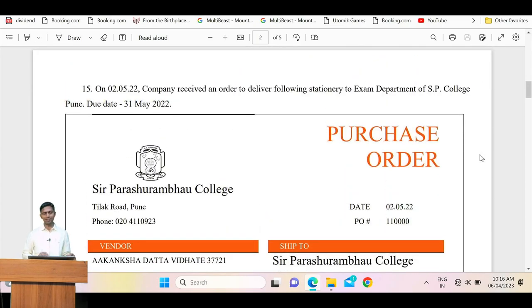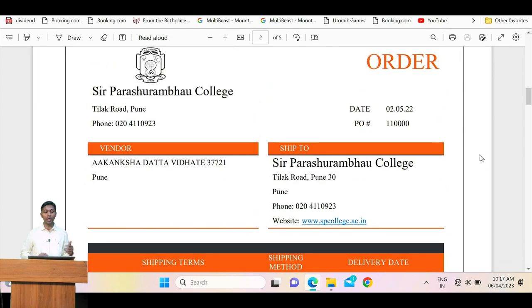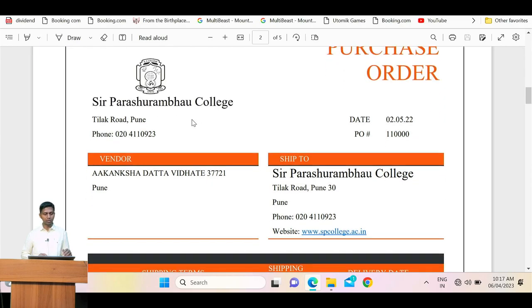Here, let's check the 15th transaction. To support the 15th one, I have given you the purchase order. Now, read the document and interpret it. Who has given this document to whom? For us, this is what? Purchase order is written, but this is given. Now, check the name of the organization who has given this purchase order to us. This is given by SP College to this Akanksha. You are Akanksha, correct? That means you are the proprietor of the Akanksha firm, let's say Akanksha shop. That means SP College has given it. In this whole assignment, we have kept the theme of reseller cum manufacturer.